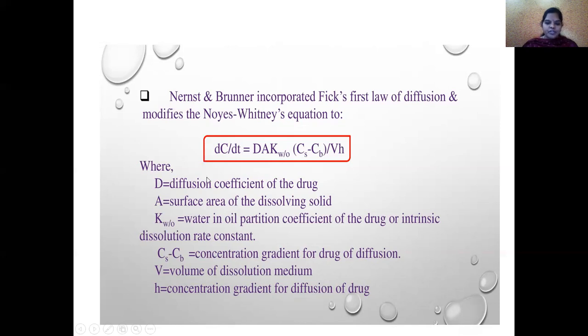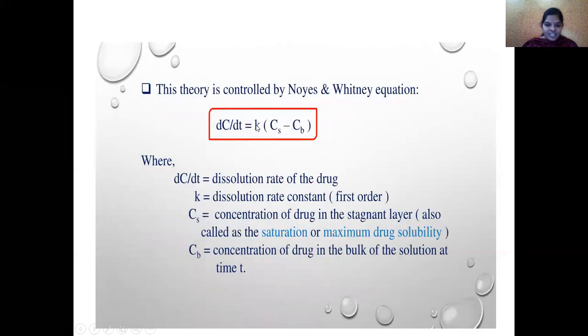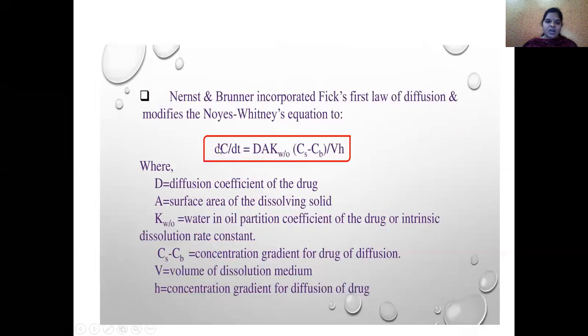So how they modified with respect to the surface area and partition coefficient and all. dC/dt = DAKw/o (Cs - Cb)/(V·h). D means diffusion coefficient of the drug. A is the surface area of the dissolving solid. Kw/o is the partition coefficient, the water in oil partition coefficient.